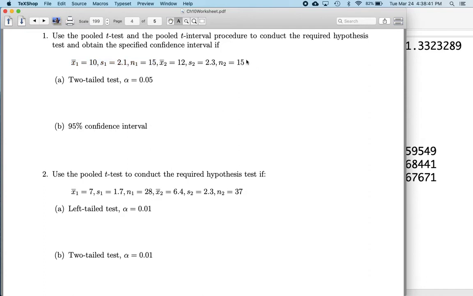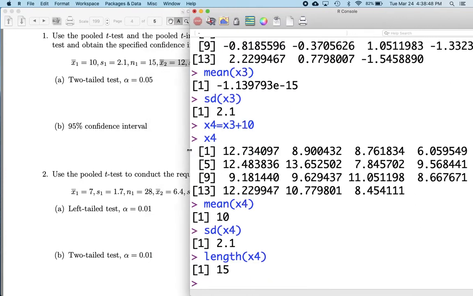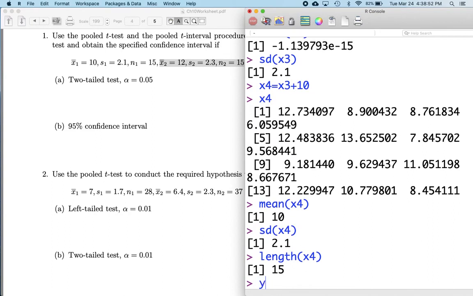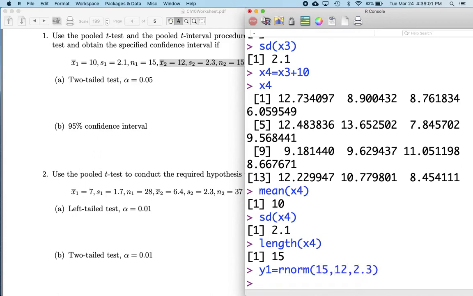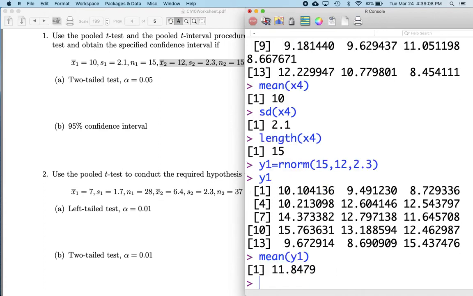So let's do that again for these other parameters. Let's say I want to pick 15 values. So again, n2 is 15. Here I'll use y. So y1 is going to be 15 numbers from a set with mean 12 and standard deviation 2.3. And again, it's not going to have exactly a mean of 12, and it's not going to have exactly a standard deviation of 2.3, but we'll fix it.